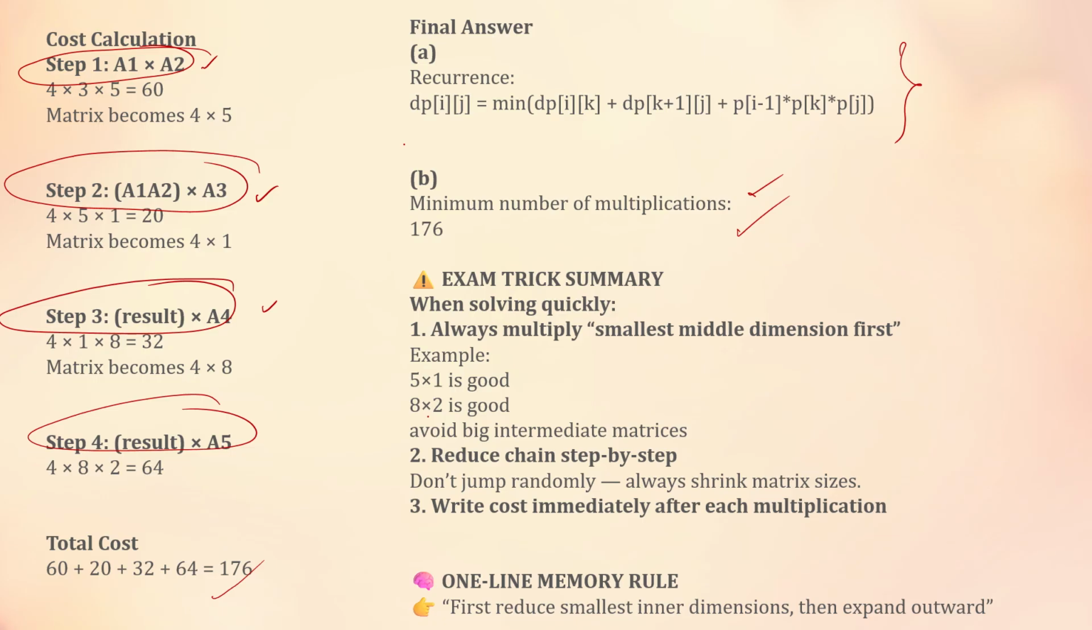Now, when solving in exams, you always multiply the smallest middle dimension first. 5 into 1, 8 into 2 is good. Avoid big intermediate matrices. Reduce step by step. Don't jump randomly. Always shrink the matrix sizes. Write the cost immediately after each multiplication.